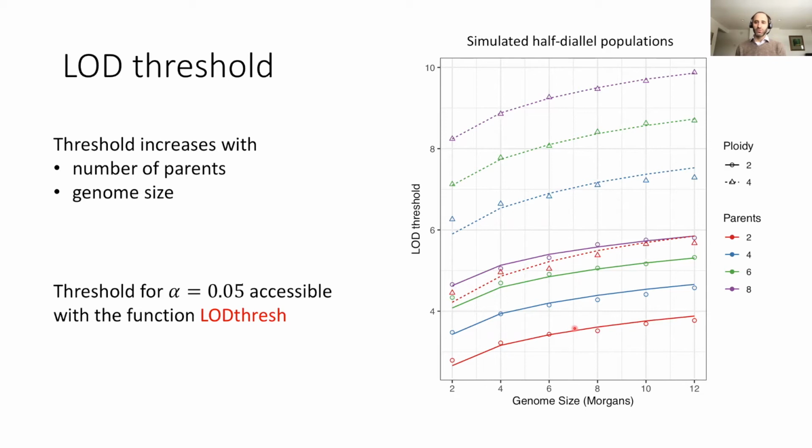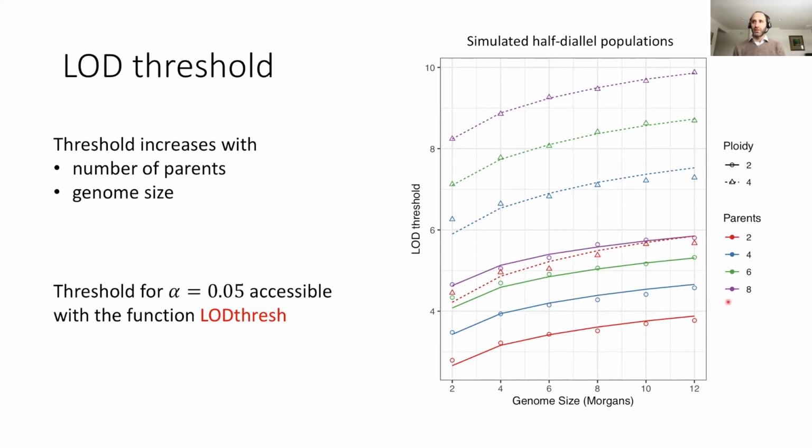And then the question is, okay, well, what's the maximum LOD score that you observe when there is no QTL in the data set? Taking the 95th percentile of that gives you what threshold you should use for controlling the significance level at 0.05. So you can see that the threshold you need to use increases as your genome size increases because you're doing more tests, and so you have more possibilities of making a false positive.